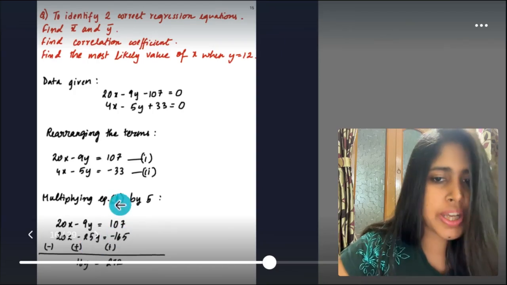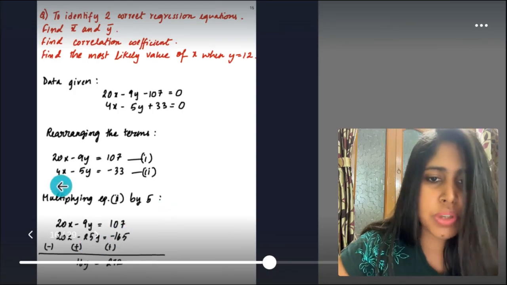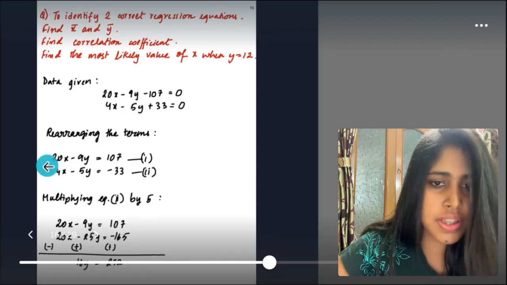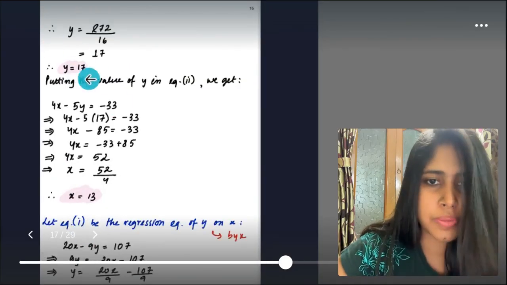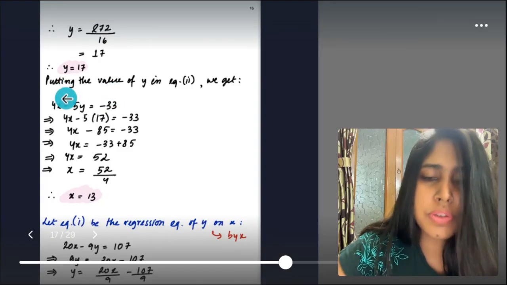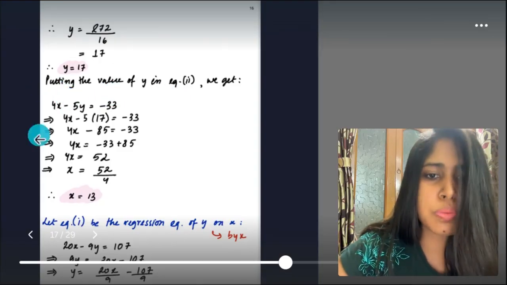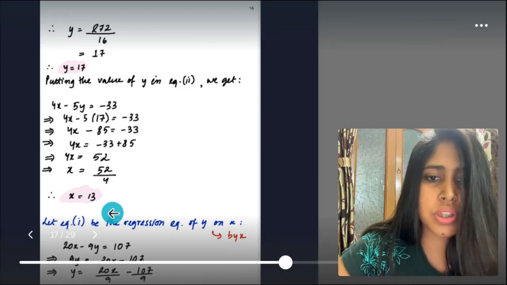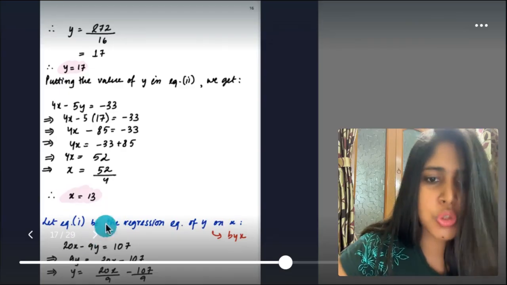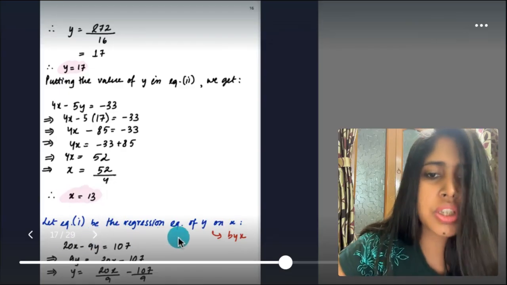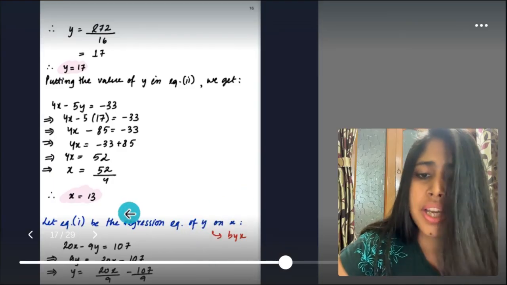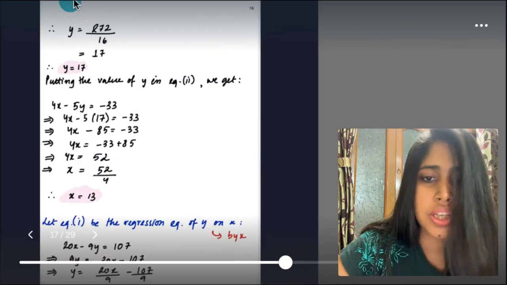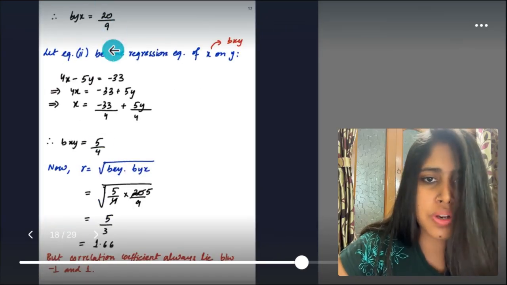Now we need to multiply equation 2 by 5 because we need to match with the coefficient of x from the first equation, and then from here we get the value of y, which is equals to 17. Now if we put the value of y in equation 2, we get the value of x, which is equals to 13. Now let us assume that equation 1 be the regression equation of y on x, which means we need to find byx. Then what is the coefficient of x here? 20 by 9. So byx is equals to 20 by 9.